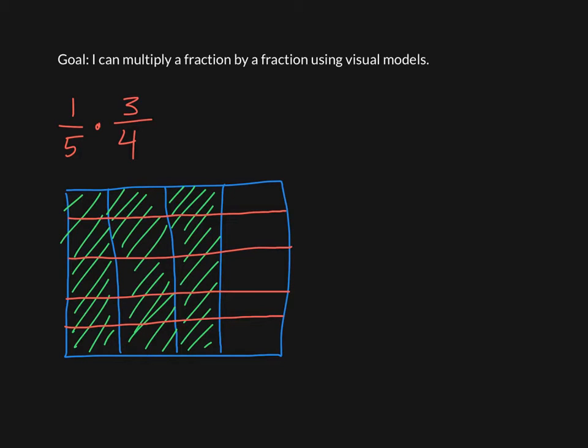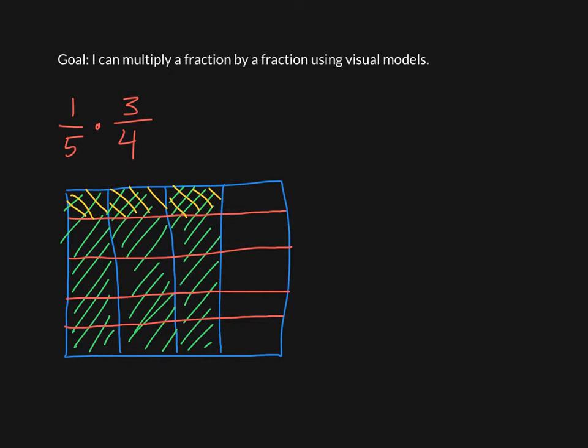Now I'm taking 1/5 of 3/4. Now I'm going to take 1/5 of each of those 3/4. So I'll shade this in yellow so we can see the difference here. So I have 1/5 of that 3/4, as well as 1/5 of that 3/4, and 1/5 of that 3/4.